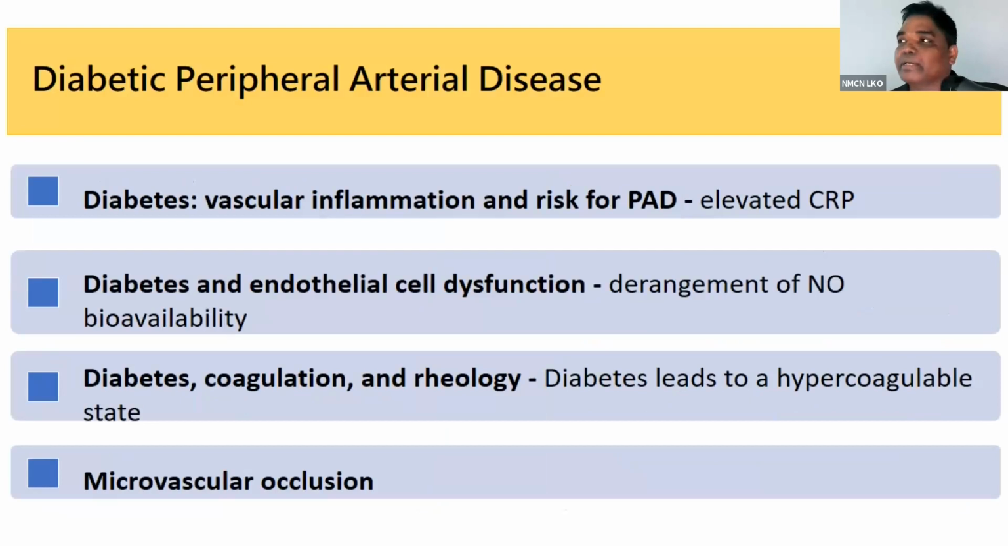Diabetic peripheral vascular disease is characterized by vascular inflammation, which is a risk factor for peripheral arterial disease and is associated with elevated CRP. Diabetes also causes endothelial cell dysfunction, so there's derangement of nitric oxide bioavailability at the vascular level. And diabetes also leads to a hypercoagulable state, which results in microvascular occlusions.